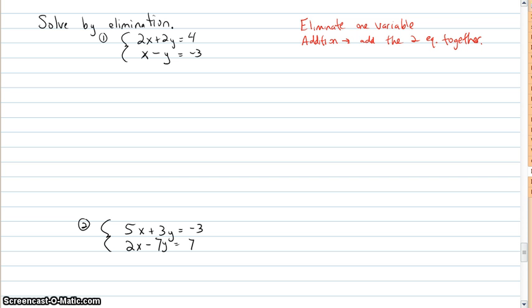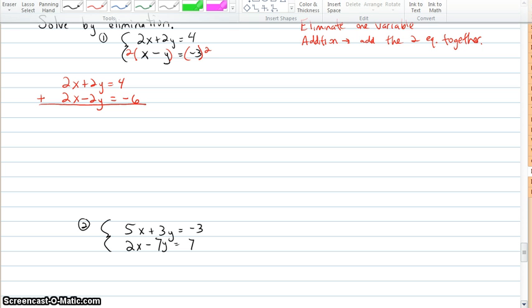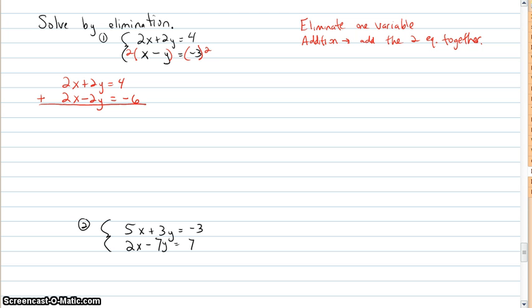So, for example, in this first one, if I want to solve this system, I'm going to multiply the second equation by 2 on both sides. My first equation stays the same. My second equation now becomes 2x minus 2y equals negative 6. Now if I add these two equations together, the y's will drop out. I can do this because I'm maintaining the equality. I'm adding to the left-hand side something that's equal to the right-hand side.